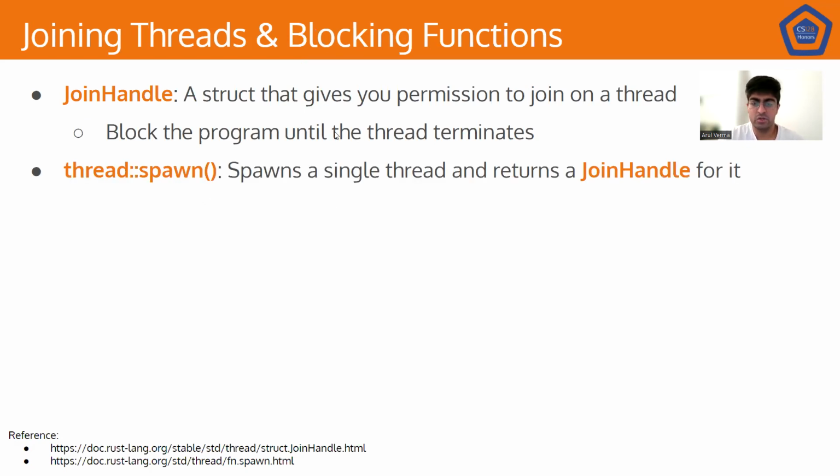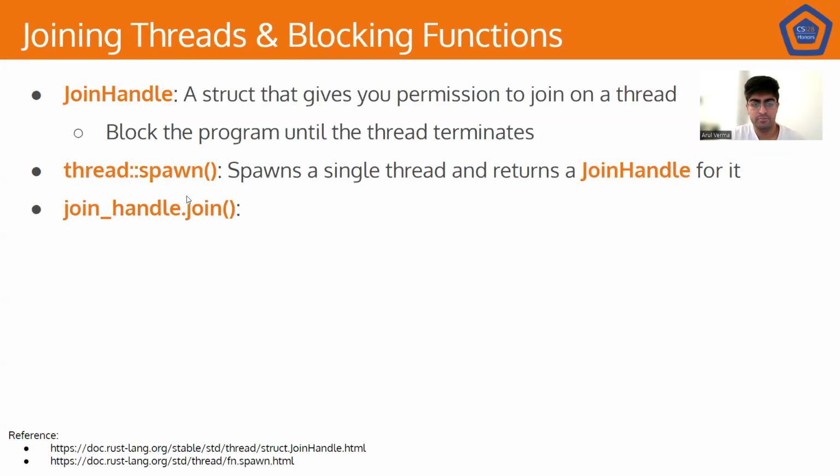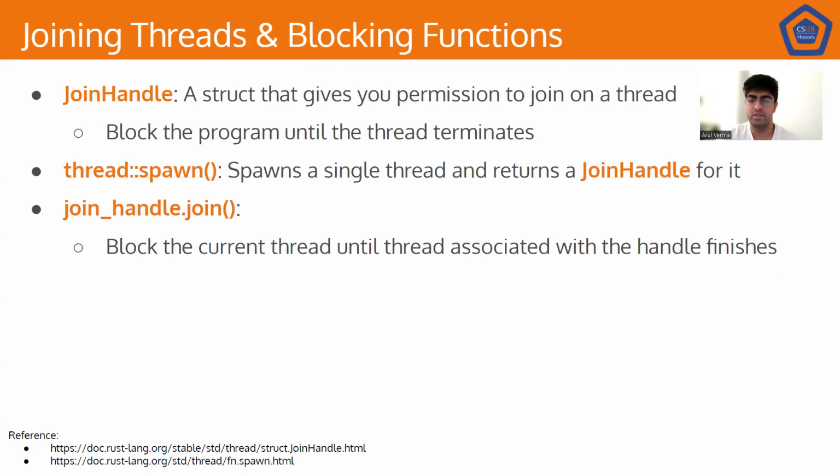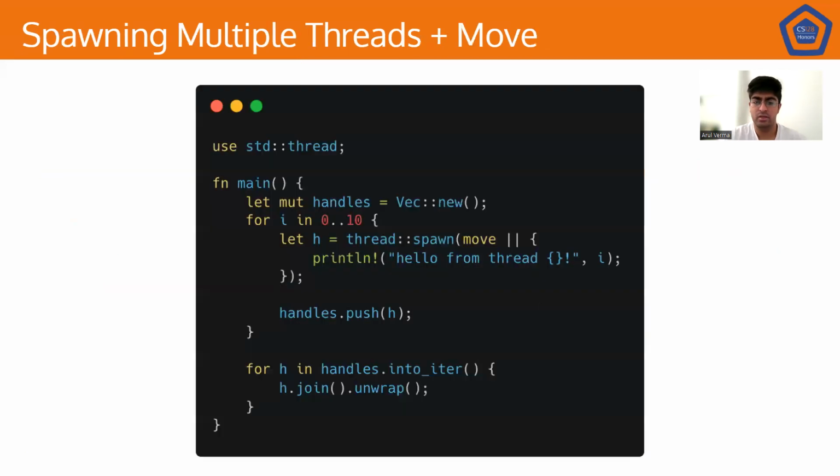So thread::spawn allows us to create our thread and gives us our join handle for the thread. So in this case, handle being our thread join handle. And then the .join function is our blocking function that essentially blocks our main thread until all of our child threads are finished. In this case, our singular child thread finishes. And if the associated child thread panics, an error is returned. Otherwise, we get OK, which implies that our child thread has finished properly.